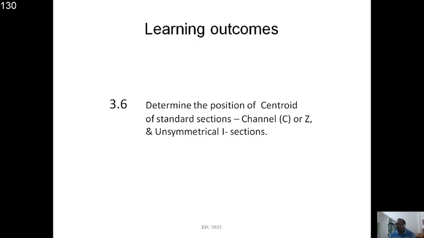Today in this session, we are going to learn about determining the position of centroid of standard sections, that is, the channel section or Z section and unsymmetrical I sections. First we see the unsymmetrical I section and thereon we will move to the channel or Z sections.